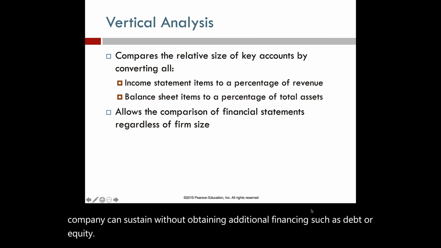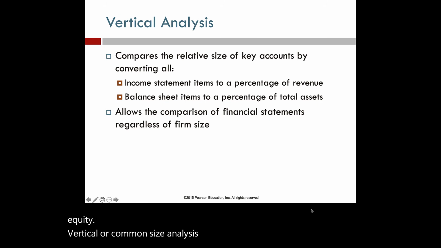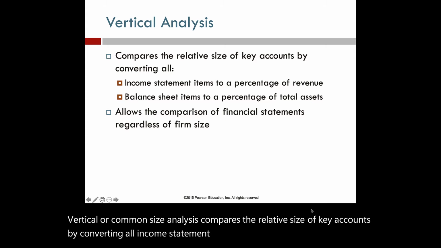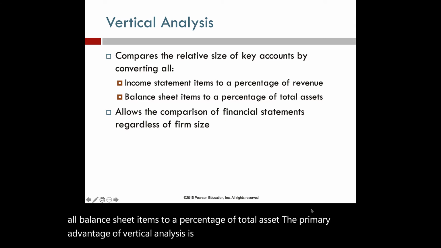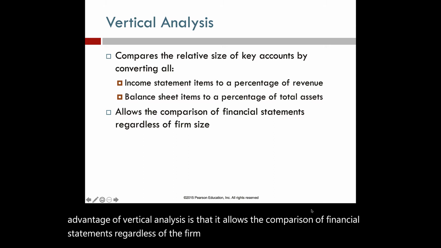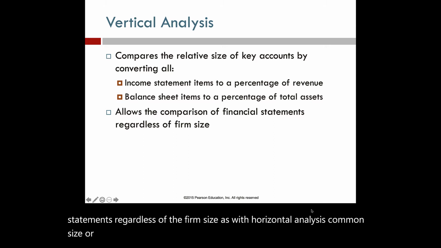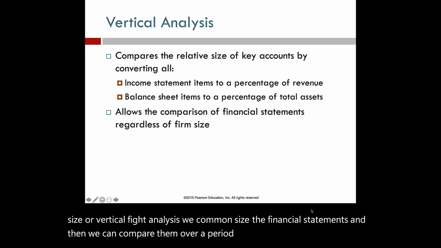Vertical or common size analysis compares the relative size of key accounts by converting all income statement items to a percentage of revenue and all balance sheet items to a percentage of total assets. The primary advantage of vertical analysis is that it allows the comparison of financial statements regardless of the firm's size. As with horizontal analysis, we common size the financial statements and then we can compare them over a period of time with similar companies and also with industry averages.